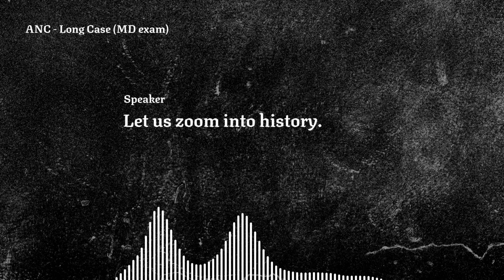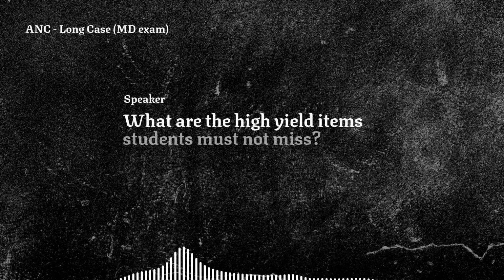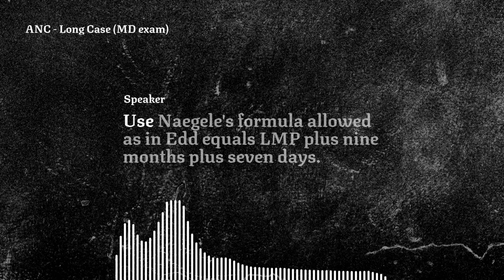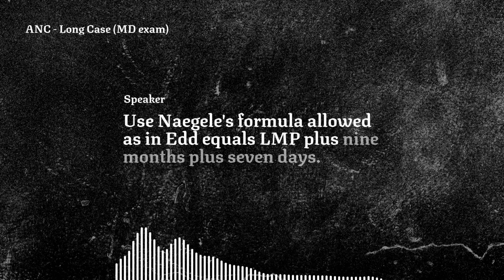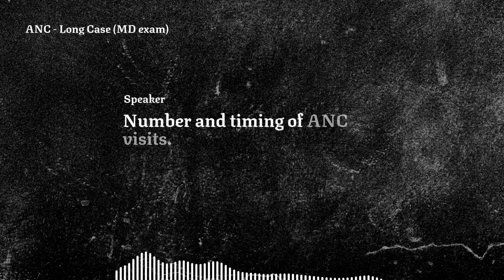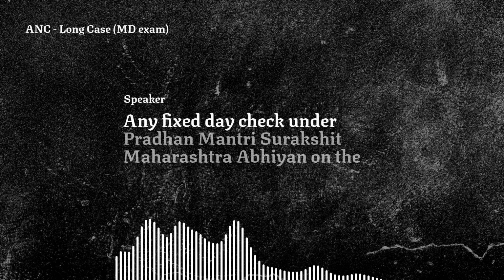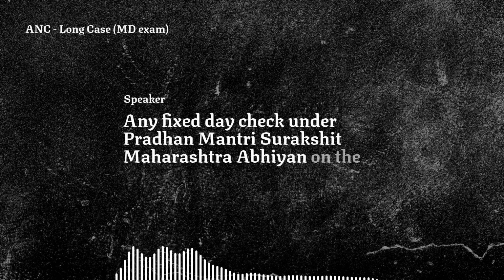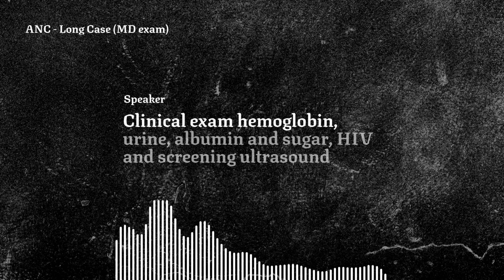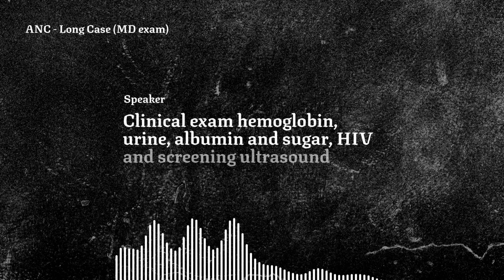Let us zoom into history. What are the high-yield items students must not miss? Start with LMP and EDD. State weeks of gestation. Use Naegele's formula aloud, as in EDD equals LMP plus 9 months plus 7 days. Confirm registration details, number and timing of ANC visits. Any fixed day check under Pradhan Mantri Surakshit Matritwa Abhiyan on the 9th of the month and what services she actually received. Clinical exam, hemoglobin, urine albumin and sugar, HIV and VDRL screening, ultrasound.